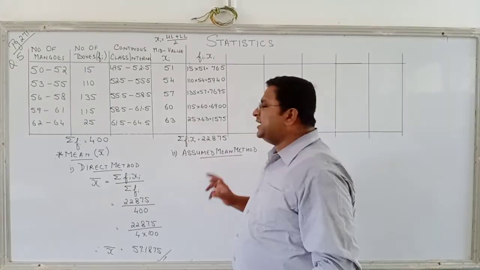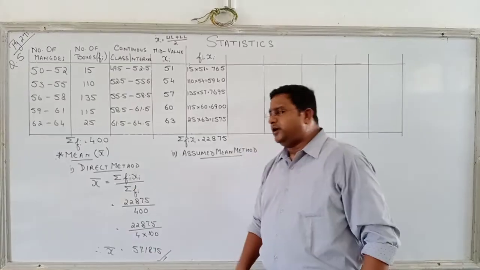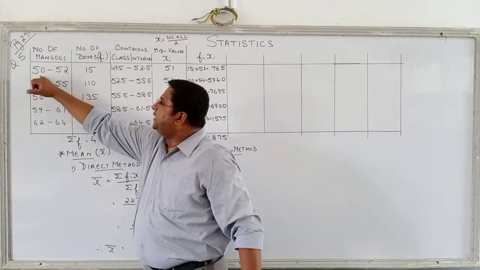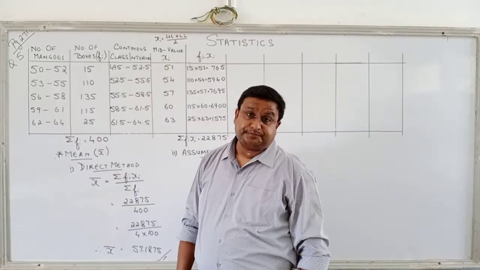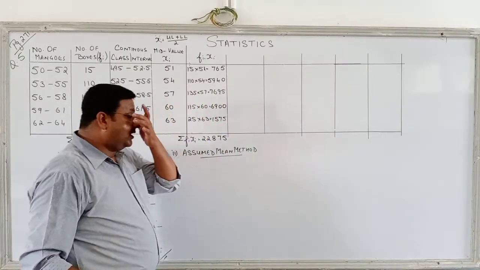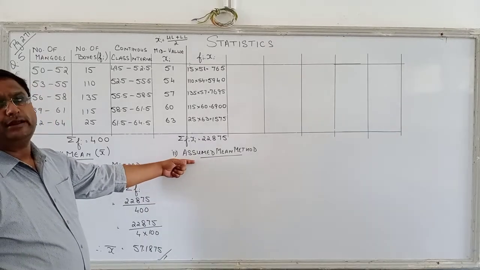Mean, we know what is mean. Mean means average, somewhere in between. So we can check over here 57.185. The lowest is 50, the highest is 64. Is it somewhere in between? Yes, sir. So we have to assume our mean over here. We have to assume something.